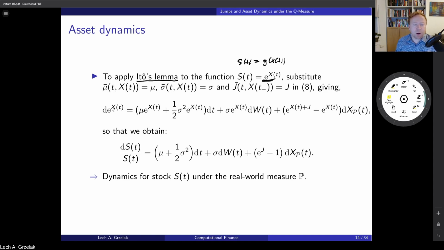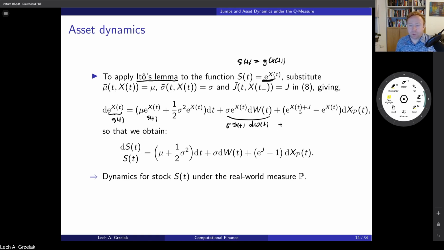By application of Ito's lemma, we have the following components. Once you see here e to the power X, you can also consider this equal to S(t), by using the substitution. So the dynamics for the stock is equal to mu plus half sigma squared times S(t) dt, and then we have a Brownian motion component. This is something we have seen before for a geometric Brownian motion: sigma S(t) dW(t), and the remaining part is the element which comes from a jump.